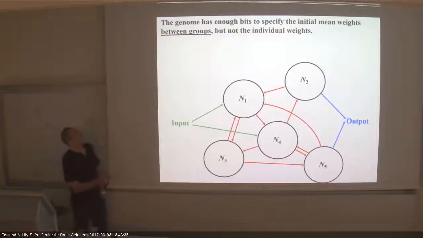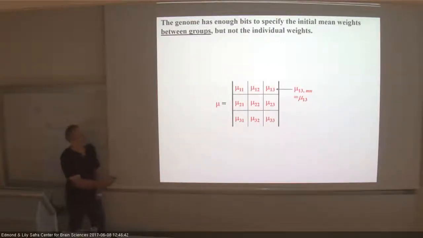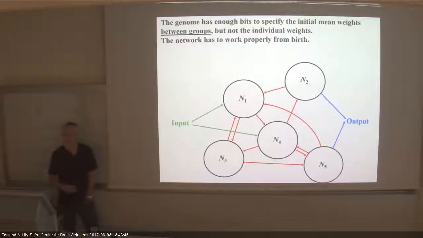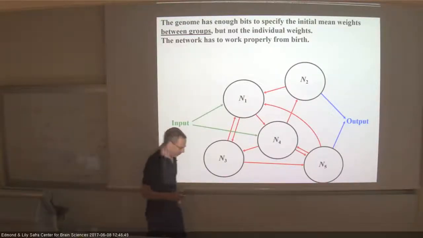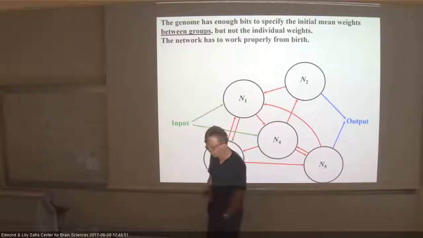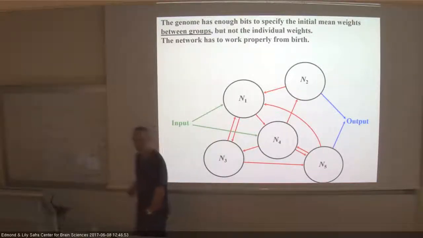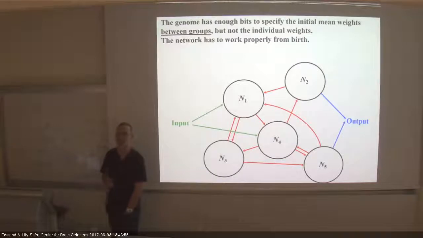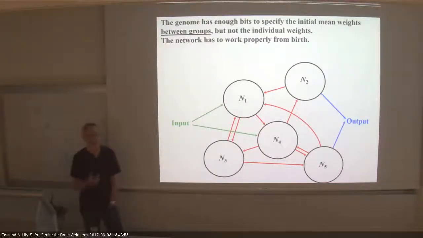So the genome has enough bits to specify the initial mean weight in a particular group. Okay, we saw this earlier. So all the means in there are the same, less noise. But one of the things that these networks have to do that we don't worry about when we build artificial networks is they have to kind of work from birth. Okay? Although humans are useless blobs, first of all, they learn very rapidly. Second of all, they can do stuff, right? They can follow with their eyes, move their arms, eat, breathe, and other things.